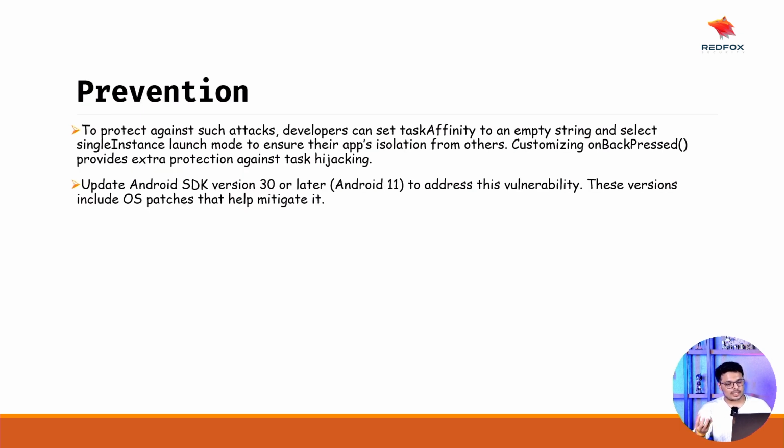To protect against such attacks, developers can set task affinity to an empty string, and select singleInstance rather than the singleTask launch mode to ensure their app's isolation from others. Customization of onBackPressed provides extra protection against the task hijacking vulnerability. And one more thing, this might not apply for everyone, because there are some dependencies, but you can upgrade the Android SDK version to 30 or later, that is Android 11, to address this vulnerability. These versions include OS patches that help to mitigate it.